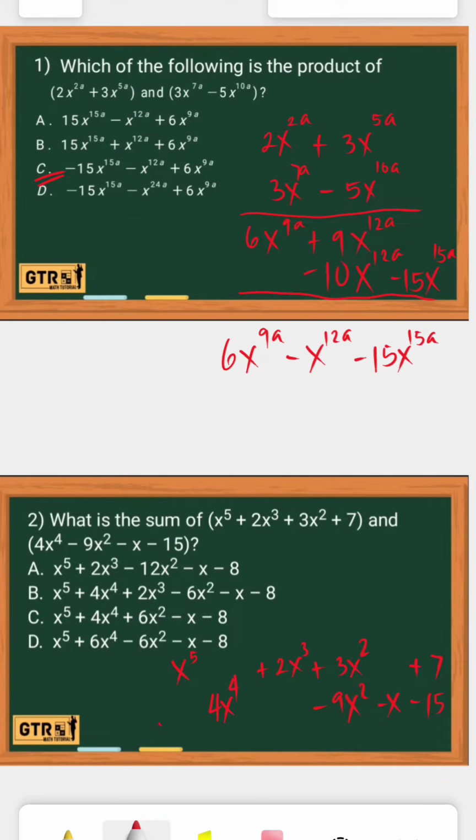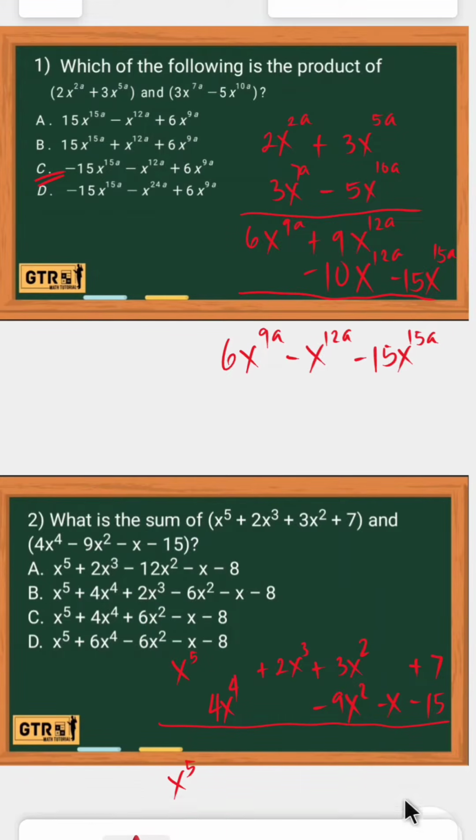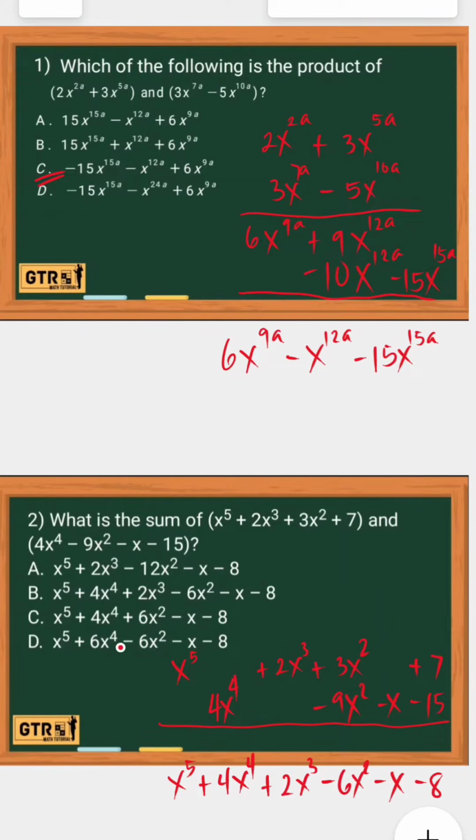Then add lang natin ang mga like terms, so just bring down x to the 5th. Bring down lang yung x to the 5th, since wala namang kaparehas. 4x to the 4th, bring down lang din, so the sign is positive. Plus 4x to the 4th, just bring down 2x cubed. Then now combine this, 3x squared minus 9x squared, that is negative 6x squared. Just copy negative x. 7 minus 15, that is equal to negative 8. So therefore, the answer is letter B.